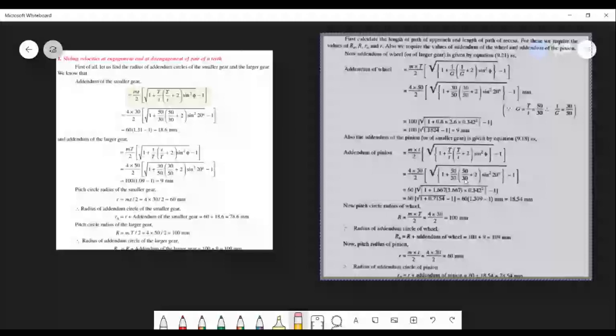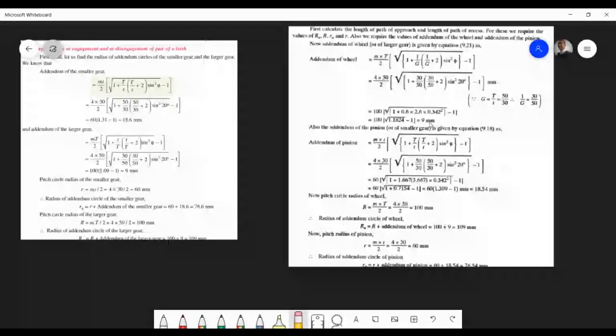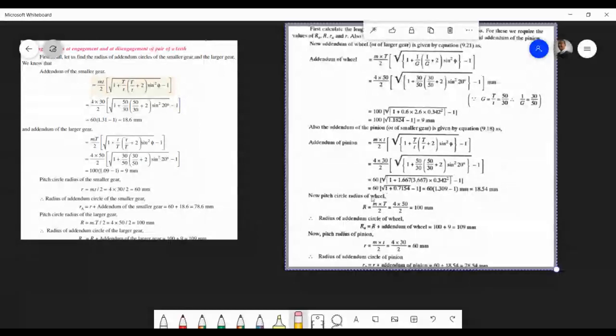The addendum of the wheel came out to 9 millimeters, right? That's the wheel, which is similar to this. And then the addendum of the pinion, the smaller gear, came out to 18.54, which is similar to this. And if you look, they take big R plus its own addendum, which is 9. They take the addendum of the small one, 60 plus the 18.45, which is the pinion. So I think the book might have flipped it around.